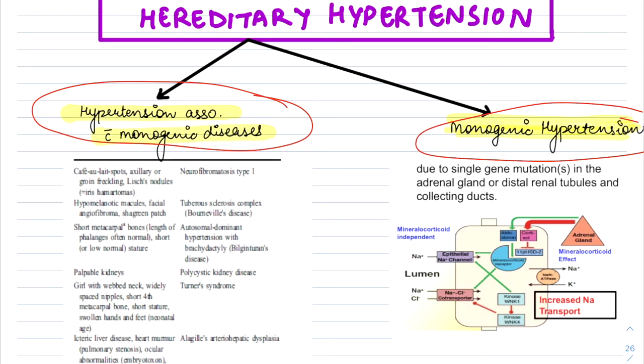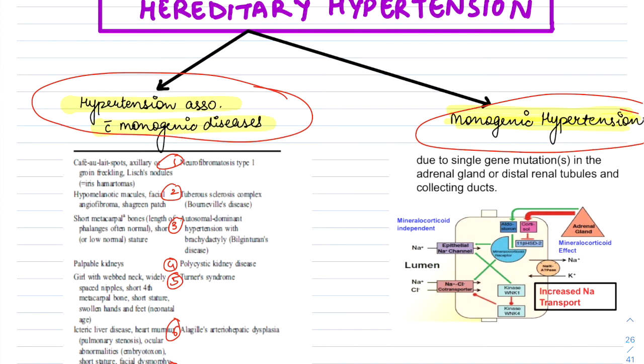In the first category, various diseases that are controlled by single genes, called monogenic diseases, can be associated with hypertension as one of the manifestations. These can include neurofibromatosis type 1, tuberous sclerosis complex, autosomal dominant hypertension with brachydactyly, also called Bilginturk syndrome. Fourth is polycystic kidney disease, fifth Turner syndrome, and two rare types, Alagille's arteriohepatic dysplasia and Williams-Beuren syndrome. So you should all know a few points about each of these diseases.